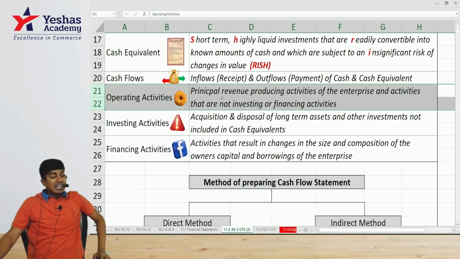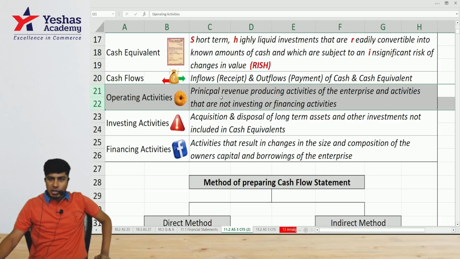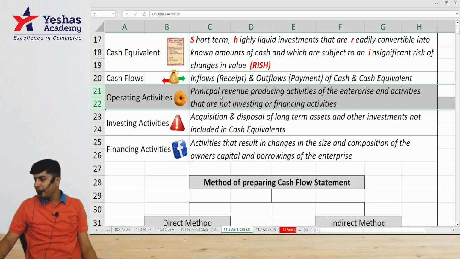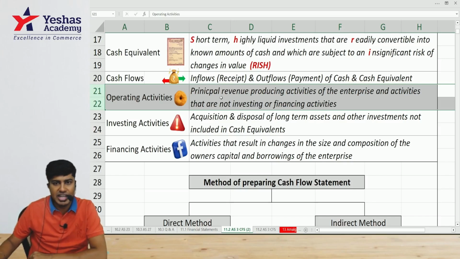Principal revenue producing activities of the enterprise and activities that are not investing and financing. To be operating, you should not be investing and financing. Only then can you become operating. Then you should be principal revenue producing activities of the enterprise. Did everyone understand? Read, what is operating activities? Principal revenue generating activities of the entity which are other than investing and financing activities.